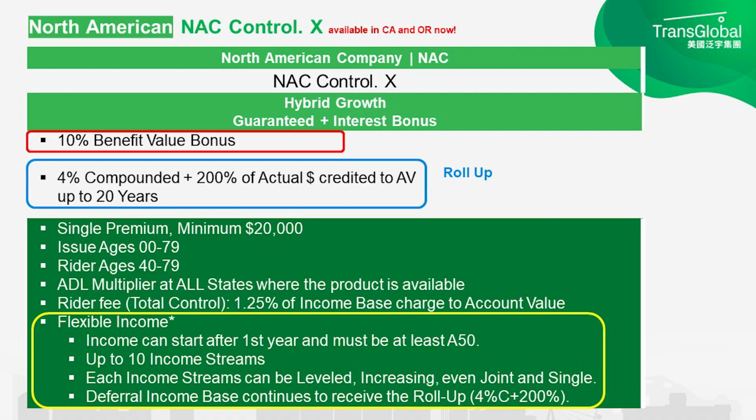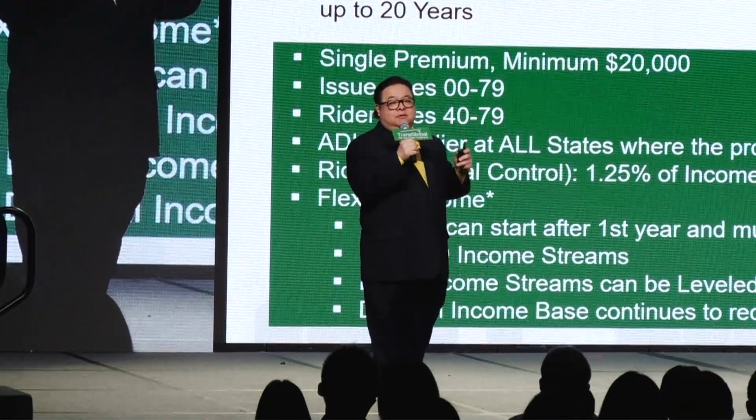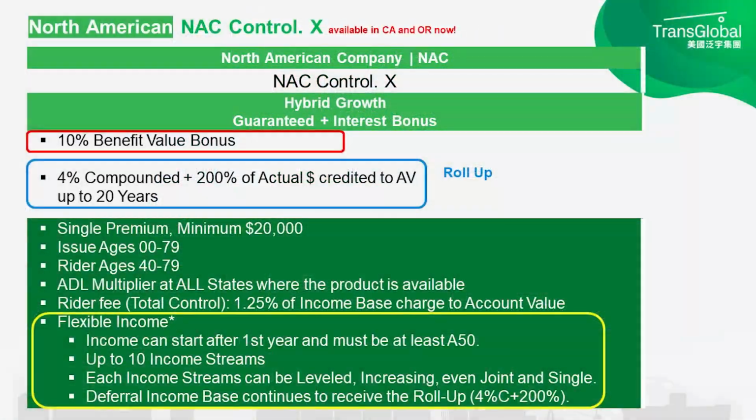4% compound guarantee. So even if your index has no return, you will get 4% compound. And then you will get 200% of your actual credit to your account value. Okay, so which is pretty good.